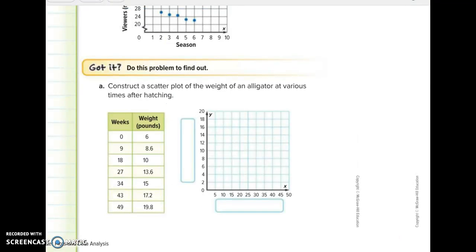In your book, you need to do Got It A with me, so make sure you're writing down what I'm writing down. Remember, the first thing we need to do when constructing a scatter plot is to label our x and y axis. We are going to use weeks as our x and our weight as y. At 0 weeks, and we need to label our axis, so this is weeks, and this is weight in pounds. Okay, so we labeled.